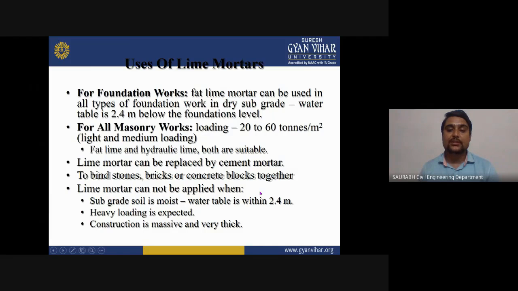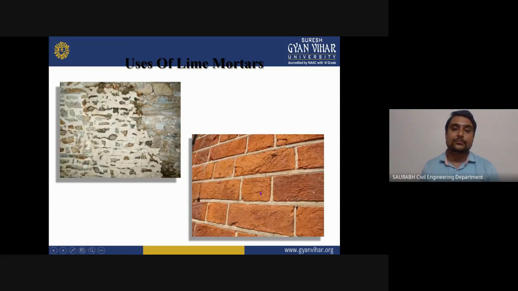Lime mortar can be replaced by cement mortar. If you see the old structures that were made with lime mortar, it binds stone, brick or concrete blocks together. Lime mortar cannot be applied when certain criteria apply. As you can see here, first, the subgrade of soil is moist and the water table is within 2.5 meters, meaning where the water table is high you cannot use lime mortar. Heavy loading is expected, or construction is massive and very thick. As you can see here, the use of lime mortar: lime mortar is used for the preparation of wall binding and all these kinds of structures.